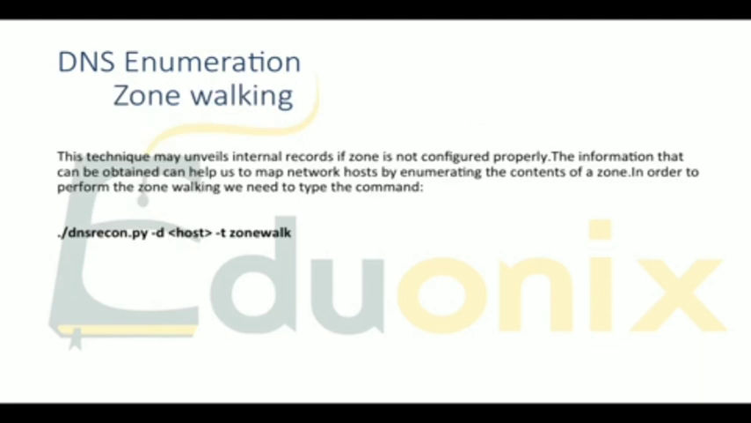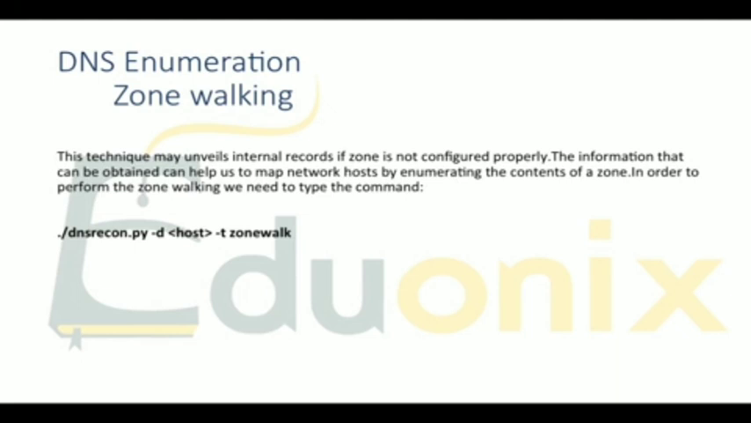Now, zone walking unveils internal records if zones aren't configured properly. The information that can be obtained can help us to map network hosts by enumerating the contents of a zone. It'll list other DNS servers in there, as well as pointers for other records and what servers they're pointing at as well. Really good technique for getting a good idea of what's out there in your internal network purely just from a record.